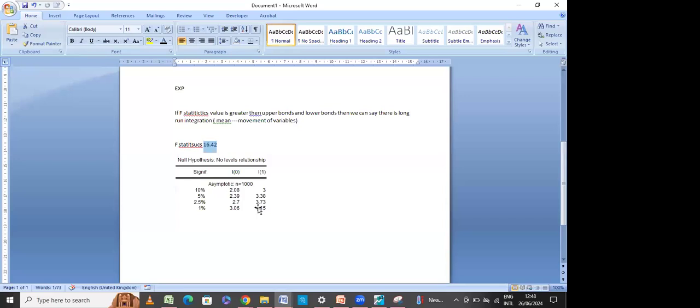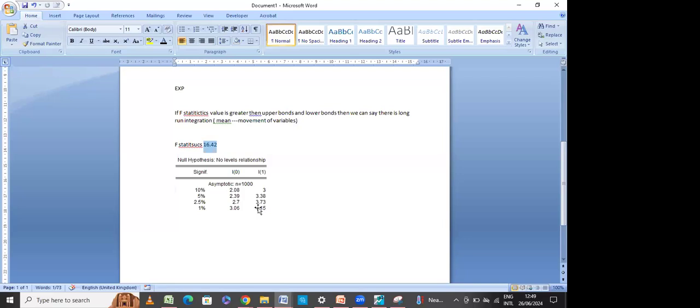The researcher who invented this ARDL estimation, his name was Pesaran. Pesaran calculated these upper bound and lower bound values for ARDL estimation. And he gave us a rule of thumb: if we compare our computed F statistic value with the upper bound and lower bound, and if our value is greater than the upper and lower bound, then we can simply say that co-integration exists among the variables. This is his rule of thumb.